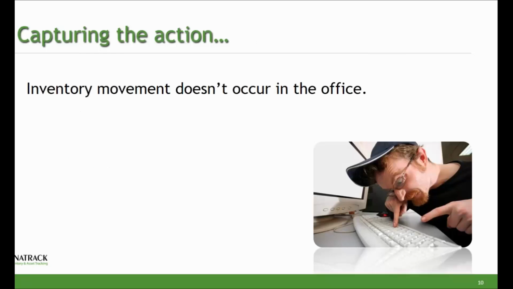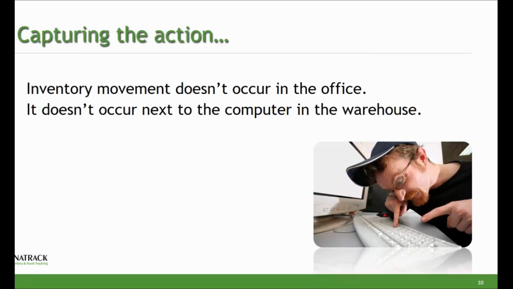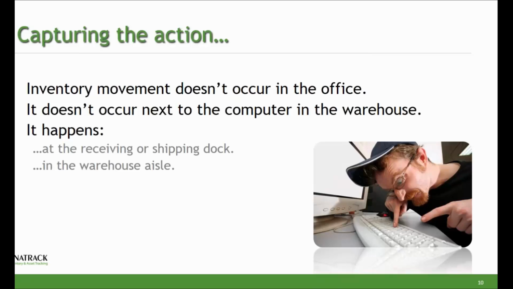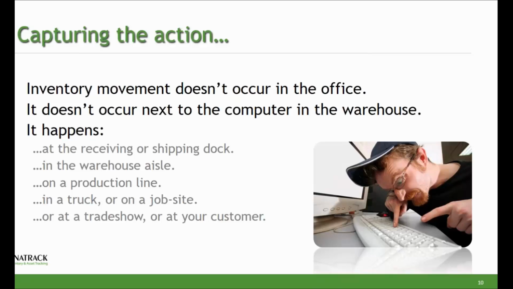So how does one capture that action? Well, it's important to realize that inventory movement doesn't occur in the office. It usually doesn't occur next to a computer in the warehouse either, no matter how long a tethered scanner you might want to try and attach to it. It happens at the receiving or the shipping dock. It happens in the warehouse aisle. It could happen on a production line. It could happen in a truck, on a job site, perhaps at a trade show, perhaps at your customer.